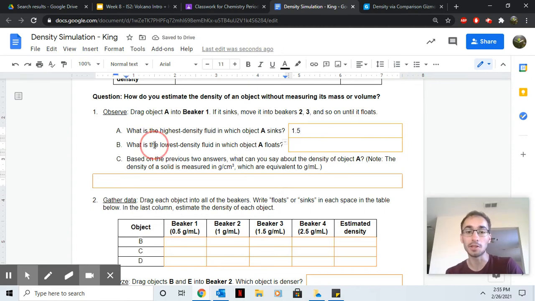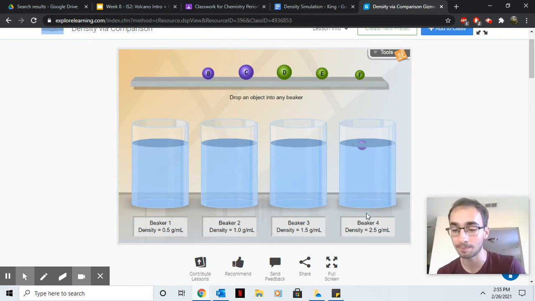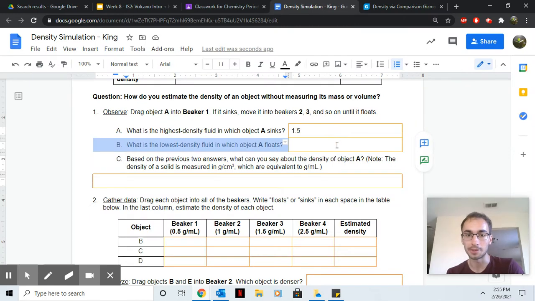Okay. Next, what is the lowest density fluid in which object A floats? Okay, it floats in this one. That's the lowest it can go. So A must be very dense. It sinks in this, but it floats in this one. So the lowest it can float is 2.5.